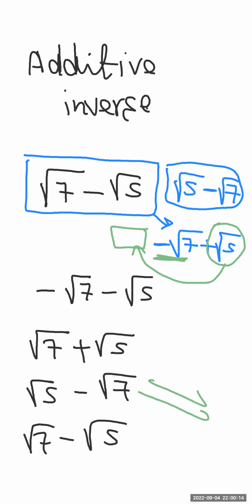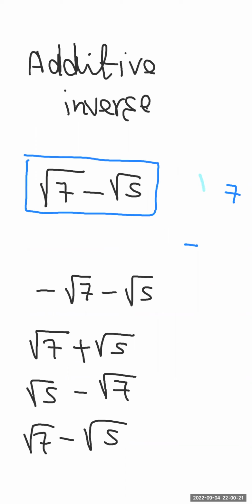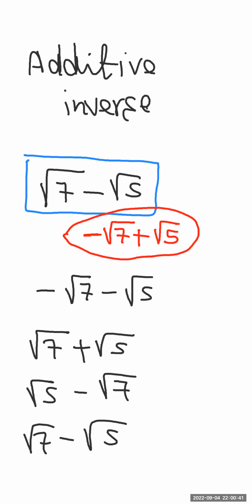Again, sure. First, how to get the additive inverse of the number? Additive inverse of the number, just change the sign of the numbers. So the first one was positive, so it will become a negative square root of 7. The second one was negative, so it becomes a positive square root of 5. So this is the additive inverse. Do we have this one in the choices? Actually, no. Then, what am I supposed to do now?